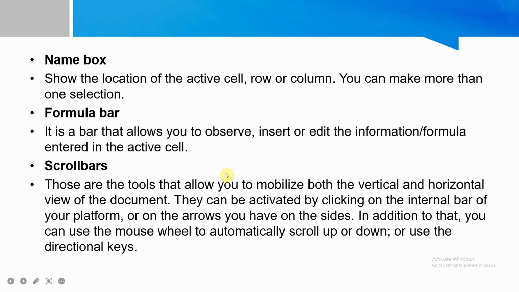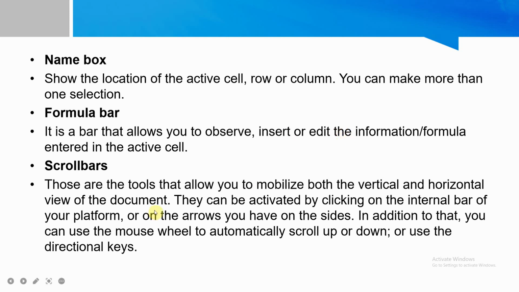So the name box, the location of the active cell, for example D8, that is what you call the name box, where it is located. And then next to it is the formula bar. Once you click on the highlighted cell, you can check, observe, insert or edit the information or formula entered in the active cell.